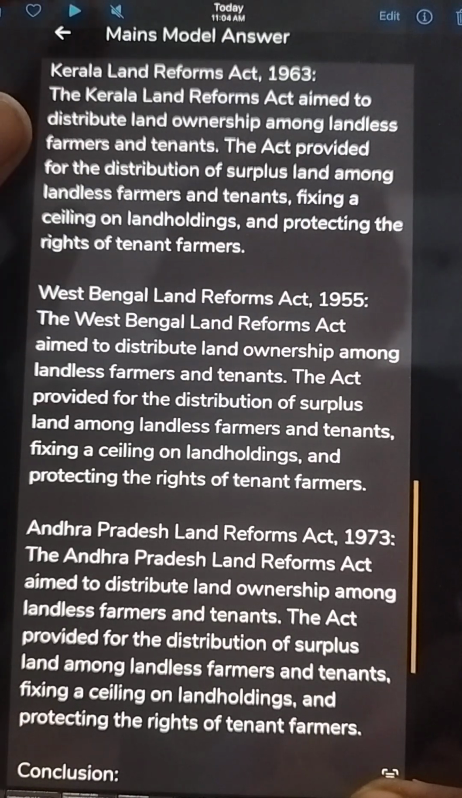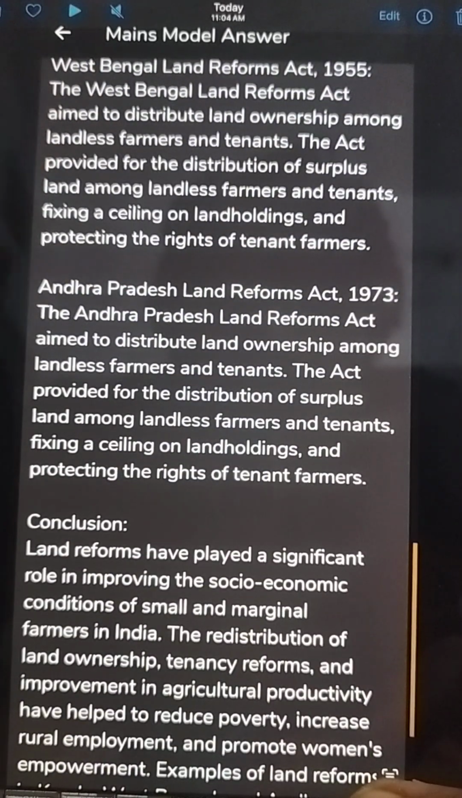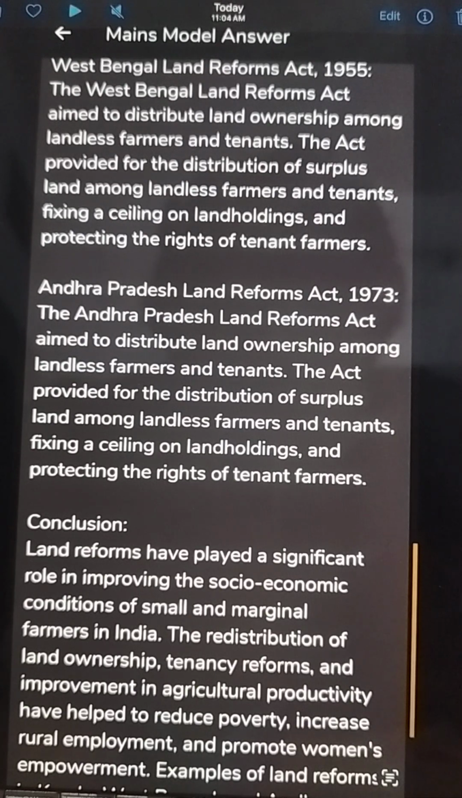Then comes Andhra Pradesh Land Reforms Act 1973. The Andhra Pradesh Land Reforms Act aimed to distribute land ownership among landless farmers and tenants. The act provided for the distribution of surplus land among landless farmers and tenants, fixing a ceiling on land holdings and protecting the rights of tenant farmers.